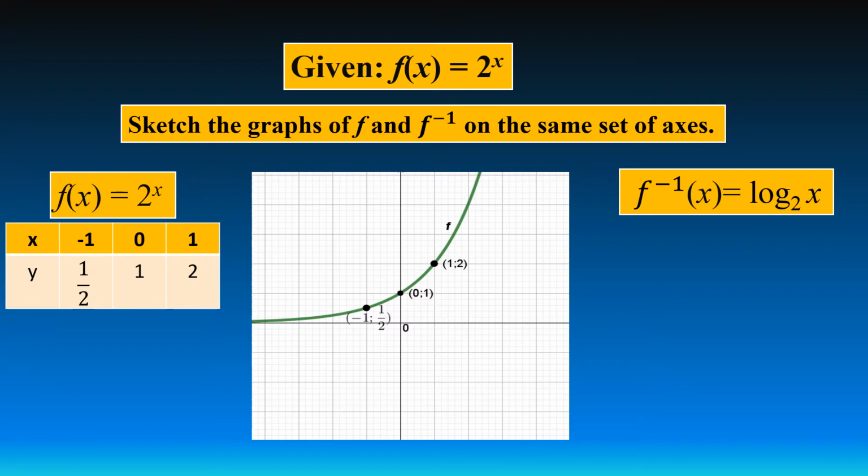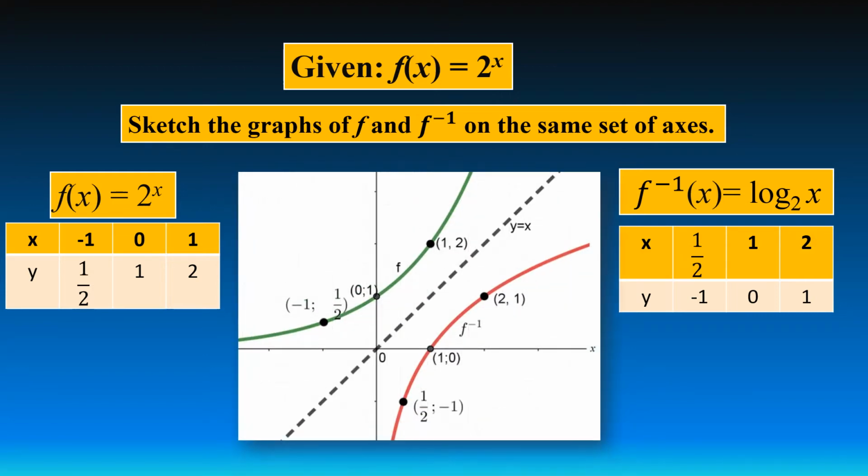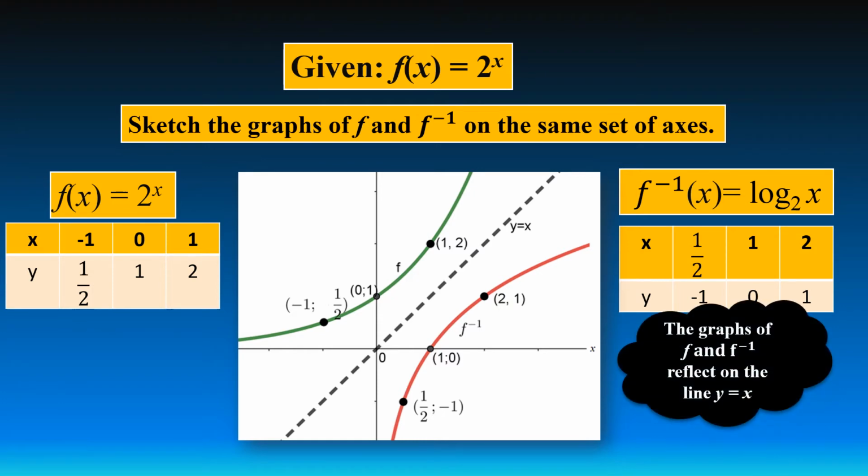Now we come to the inverse, f inverse. How do we get the table? We swap x and y values. You get the table. There is no need of calculation, just swap. And again, you plot those 3 points and get another graph, that is f inverse. What is that dotted line? The graphs of f and f inverse reflect on the line y equals x. So we must also understand that f inverse is the reflection of f, or f is the reflection of f inverse along the line y equals x.